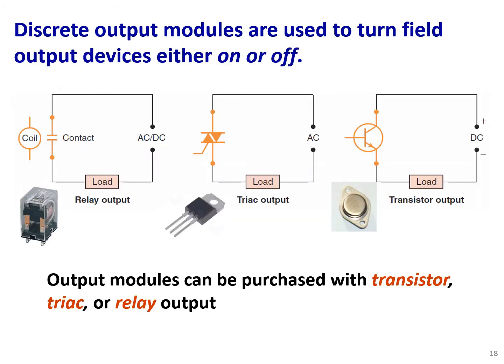Discrete output modules are used to turn field output devices either on or off. Okay, so again, they act like switches that close the circuit. Output modules can be purchased with a transistor, triac, or relay output. So we have transistor, triac, and relay output. So any of these acts like a switch that closes the circuit.